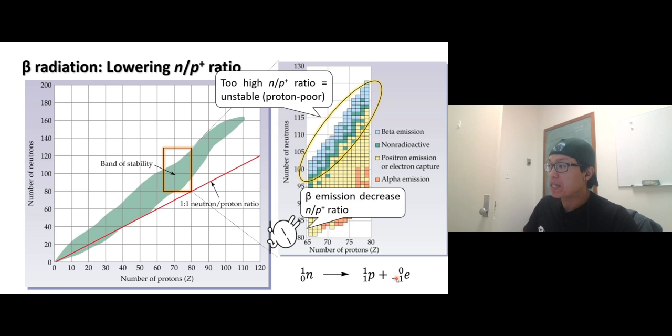When you do this, the neutron to proton ratio decreases, so they drop down to the non-radioactive one, so more stable basically.